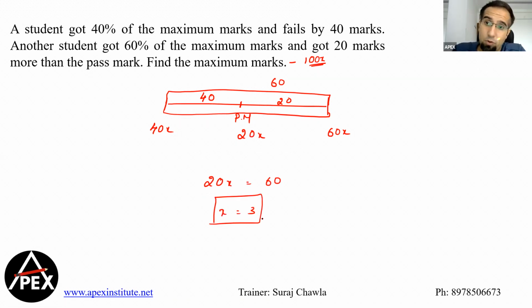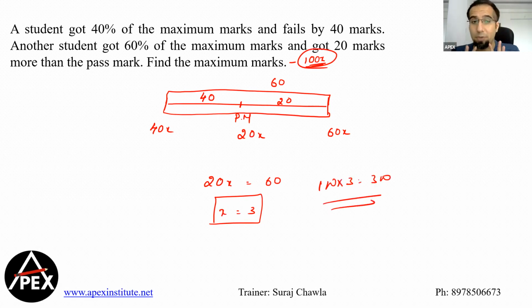If the value of x is equal to 3, my job is to get the value of 100x, and therefore my answer is going to be 100 into 3. That's going to be 300. So in short, from now on, what you can also remember as a shortcut is 40%, 60%. So the gap is 20% of total marks. 20% of total marks is the gap between them.